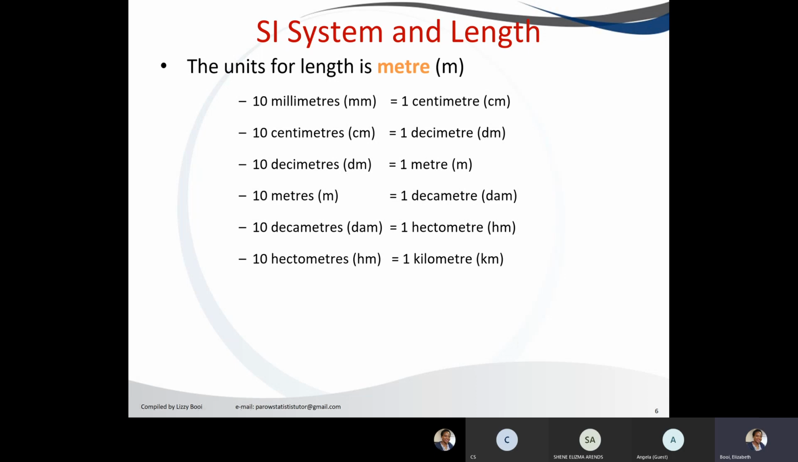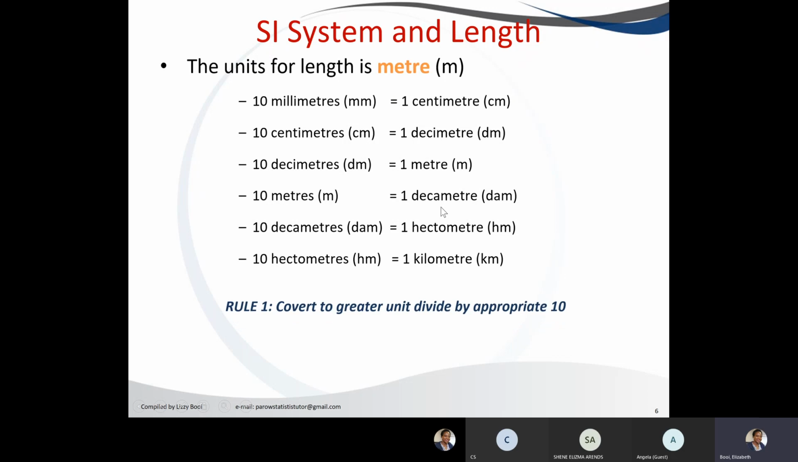So you need to know how many tens you need to multiply with, or how many tens you need to divide by, because 1 kilometer is equivalent to 1,000 meters, and it is equivalent to 10 times 10 times 10 times 10 times 10 centimeters. 100 centimeters will be equivalent to 1 meter, and you need to know how to convert those things.